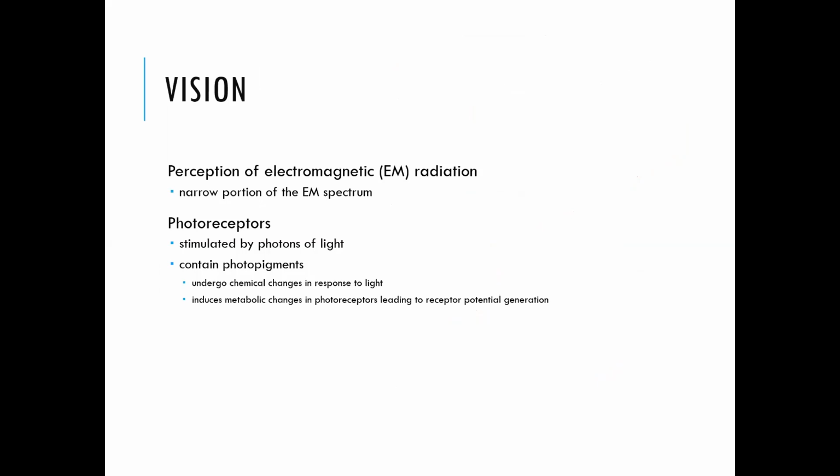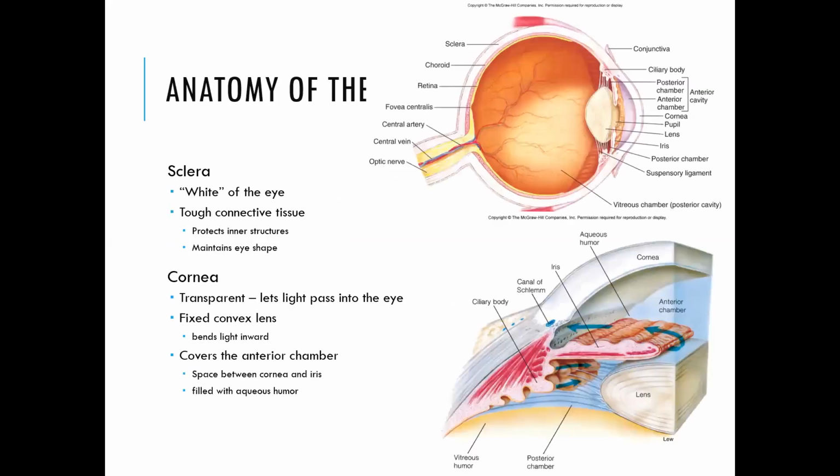We have photoreceptors that are present in our eye, which is the organ responsible for sight. They are stimulated by photons of light and they contain photopigments. They undergo chemical changes in response to light, and these induce metabolic changes in your photoreceptors that lead to your receptor generating an action potential that allows you to visualize different objects.